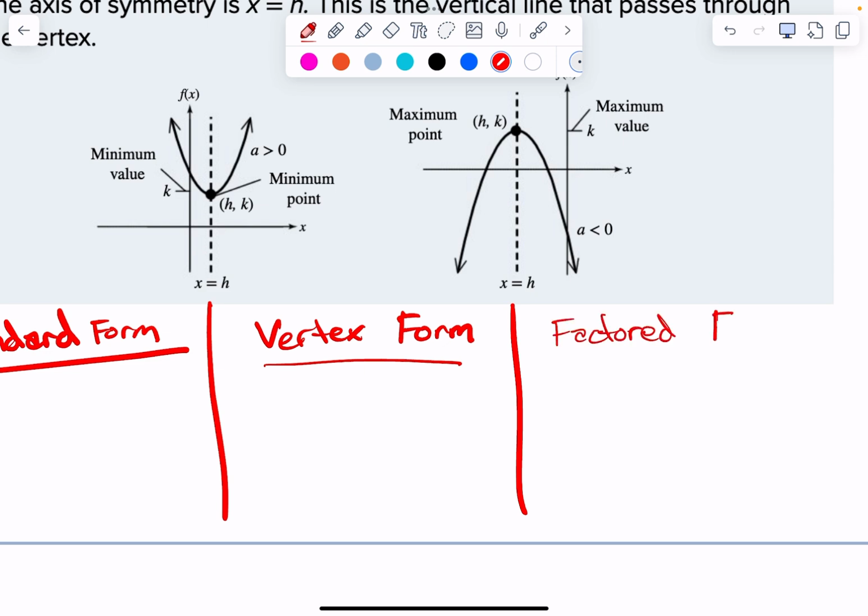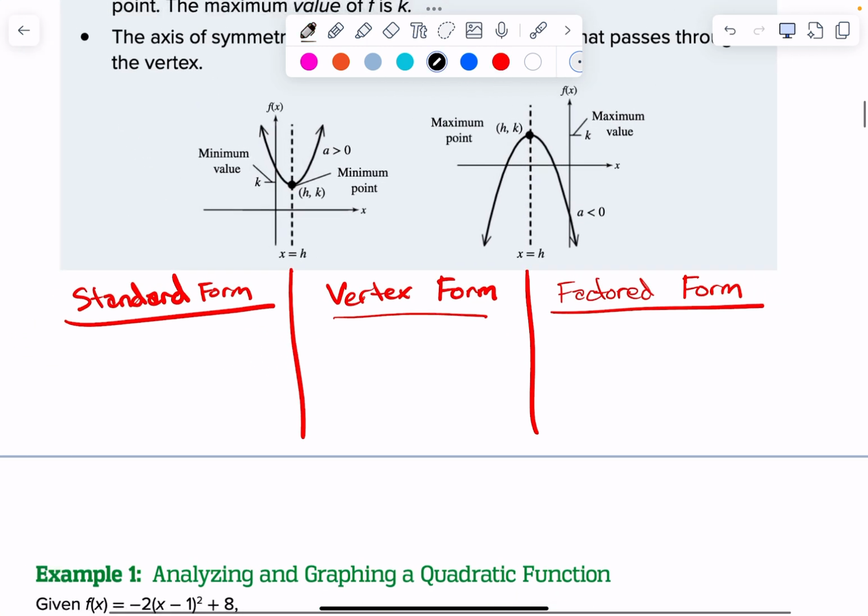Factored form. Okay, so standard form, for example, is like x squared plus 5x plus 6. If I write that then in factored form, that would be, actually, can I pick a different one? Let's go with x squared plus 6x plus 5, just because.